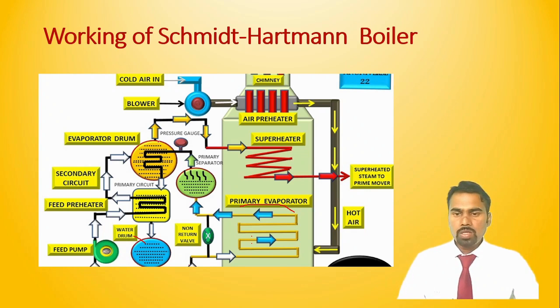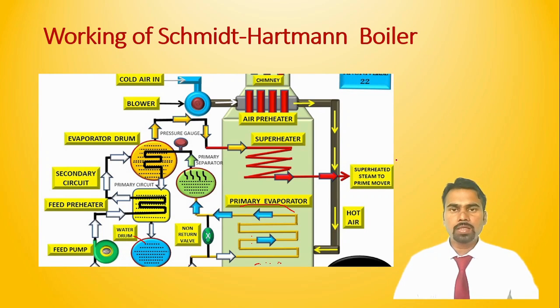Now the remaining components are the superheater. This coil is nothing but a superheater. This superheater is placed in the path of flue gases. Here is the combustion chamber, so combustion of the fuel takes place here, and these flue gases flow in the upward direction. This is the location of the superheater, placed in the path of flue gases. After this superheater there will be a prime mover, or we can say a turbine.